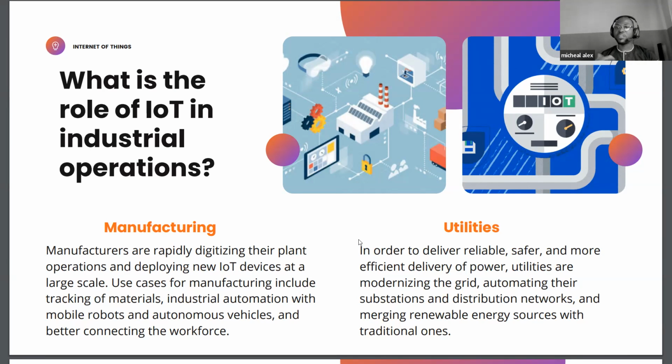So in order to deliver reliable, safer, and more efficient delivery of power, utilities are modernizing the grid. Okay, I talked about pipes. I even forgot that our power holding is also a utility zone. So utilities are modernizing the grid, automating their substations and distribution networks, and merging renewable energy sources with traditional ones. So that is what Internet of Things is doing. Just imagine our PHCN, you know, using Internet of Things. Well, we are not there yet, and I pray we get there. Things will be easier.